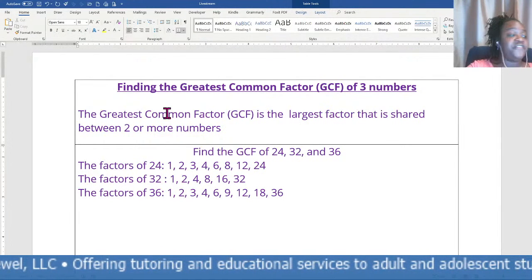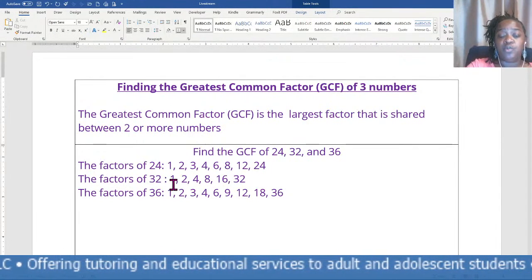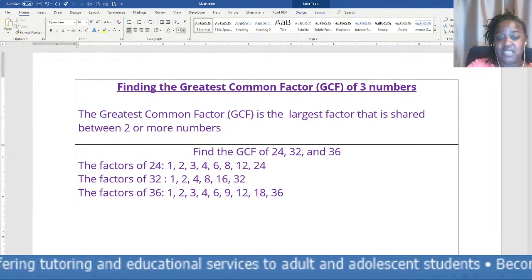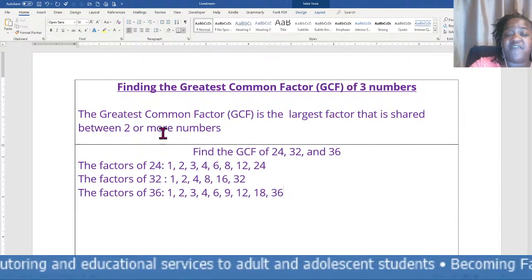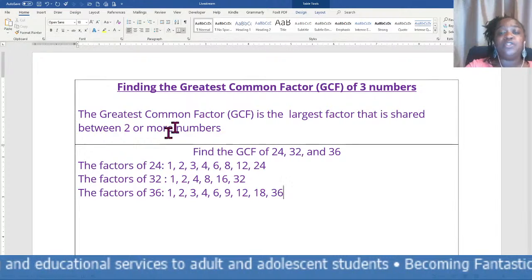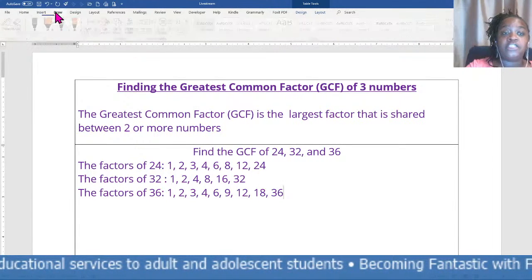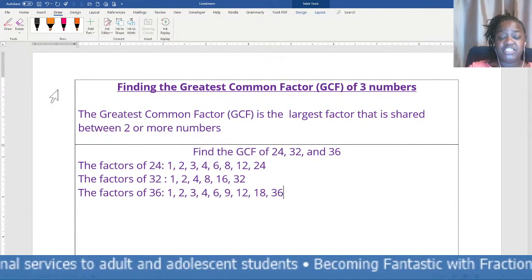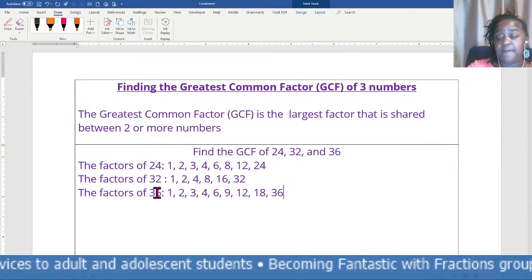So those are all the factors of 24, 32, and 36. So when you're looking at this and you're trying to find the greatest common factor, the greatest common factor is the largest factor that is shared between these three numbers.